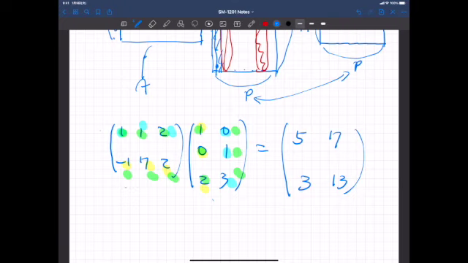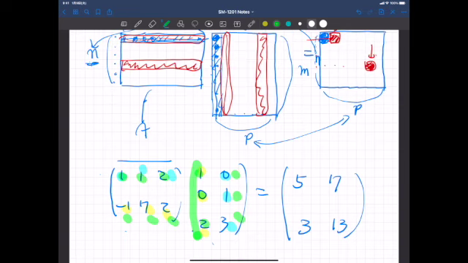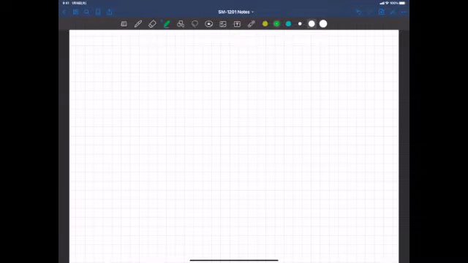Okay, so it is important that the number of columns in the first matrix is the same as the number of rows in the second matrix. Otherwise, we cannot define multiplication. Okay. Next matrix operation is called transpose or transposition.